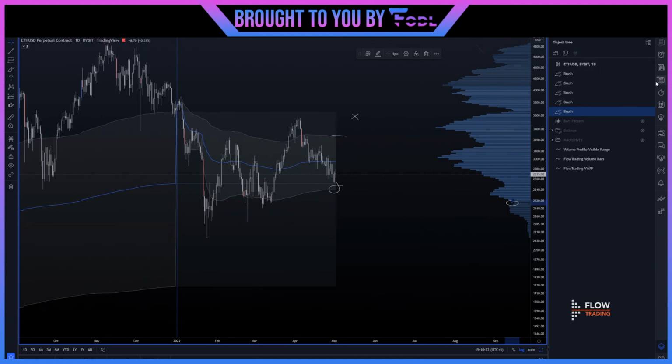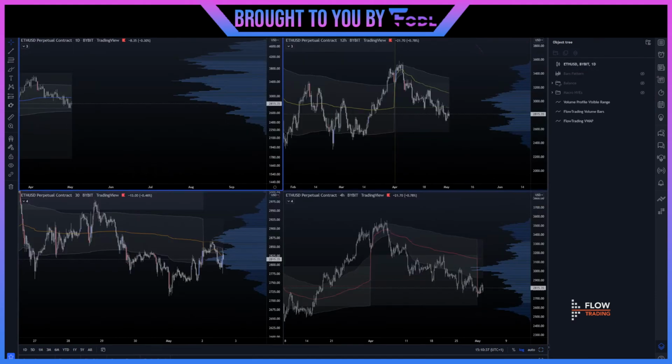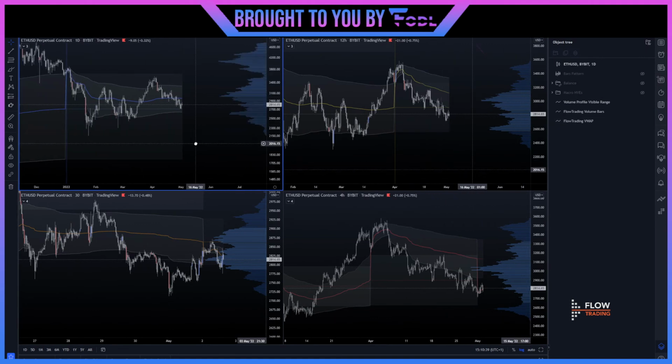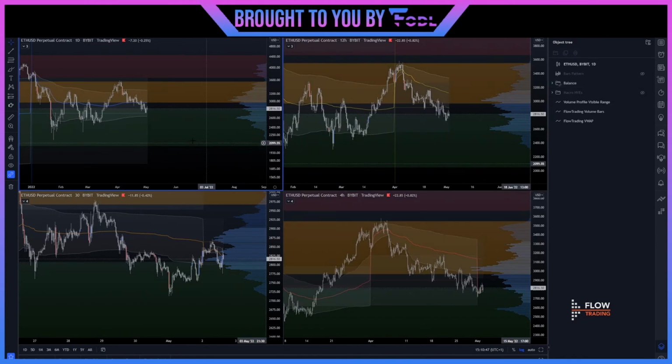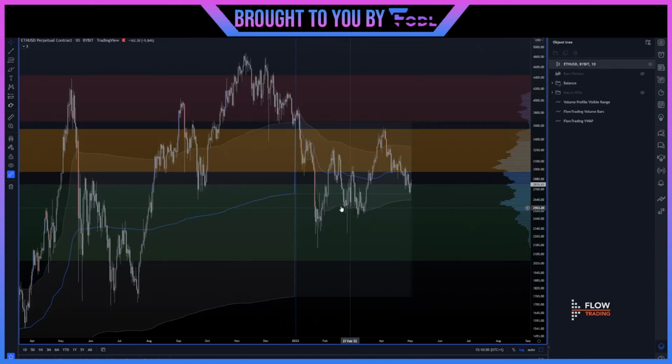But I'm going to delete these brushes. I've got a different system that I think makes a little bit more sense now, so that you guys can see in context what I'm doing, right? So which areas am I looking for? Let me just do the balance thing first. If you remember, let me put it on the big chart again.